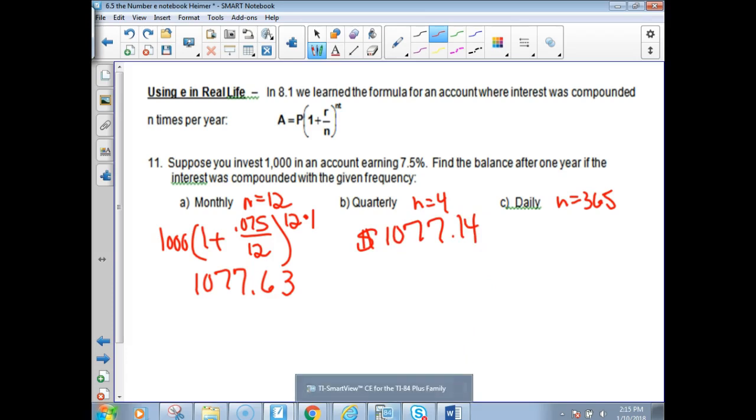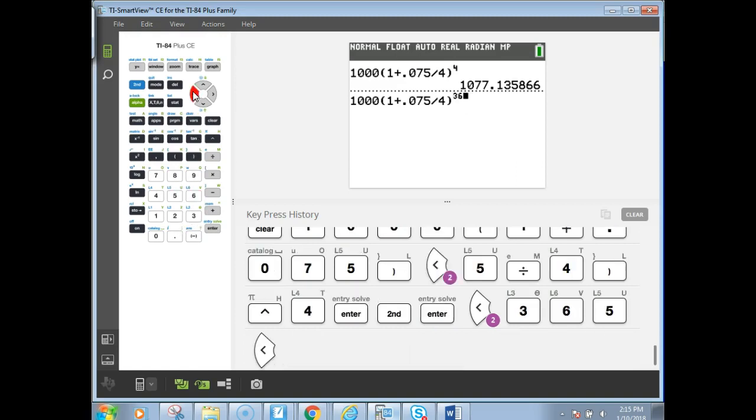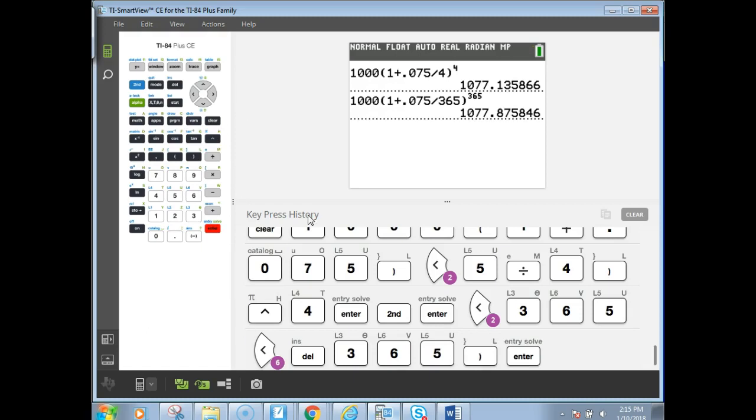Okay, and then you can put in the 365. You can hit second enter, but you're going to have to insert if you're going to do that. I can change the 4 to 365, but when I back up here, I would have to delete that number and then put in 365, and then I have to close the parentheses, and then I can hit enter. Okay, got 1077.88.